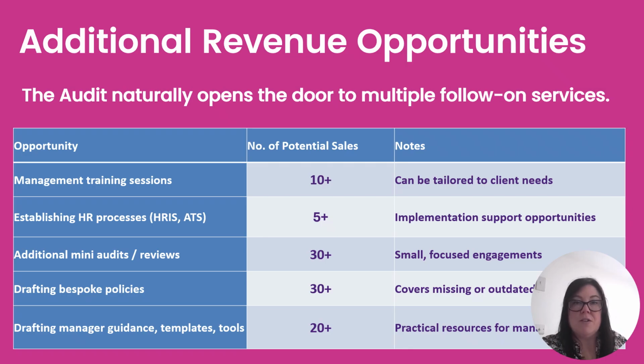So they've completed the audit, they've got their results. The radial graph shows exactly where they're compliant and where they're not compliant. They've got their action plan with their tasks. And this is the bit where they want to be compliant, and they want to feel that reassurance and peace of mind, and naturally you're going to need to support them with that. And this is where the doors open, and opens the doors to multiple follow-on services.